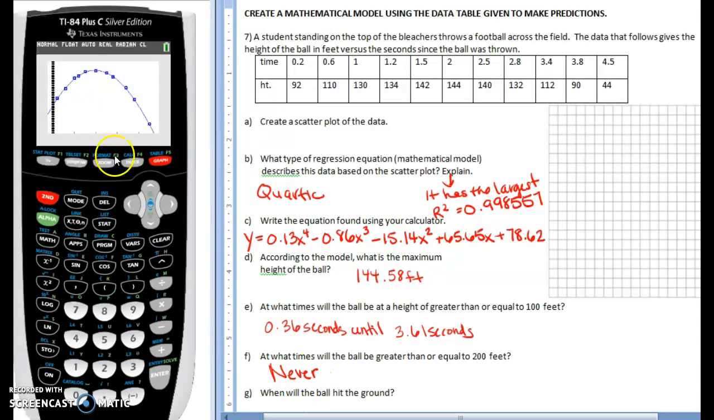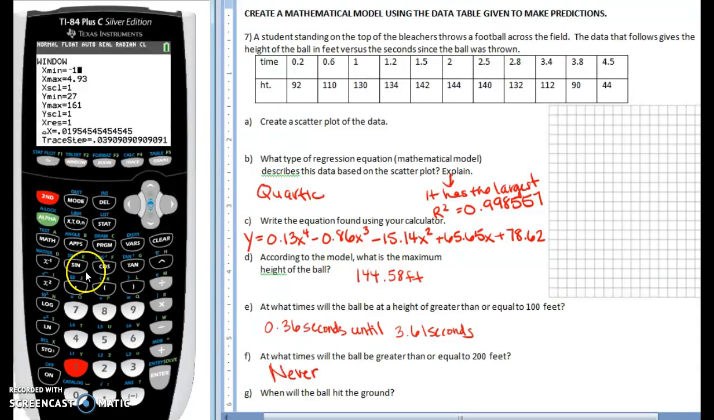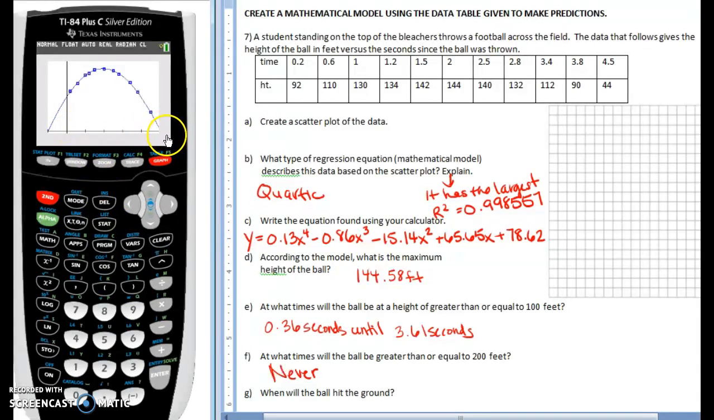And then question G is, when does it hit the ground? The ground would be your x-axis, and I currently don't see it in my window. So I'm going to change my window. I'm going to make my y value negative, so I have an x-axis. I'll make it like -5. I'm going to hit graph, and now I see my x-axis. The ball hits the ground somewhere past 1, 2, 3, 4 seconds, and I don't even see it.